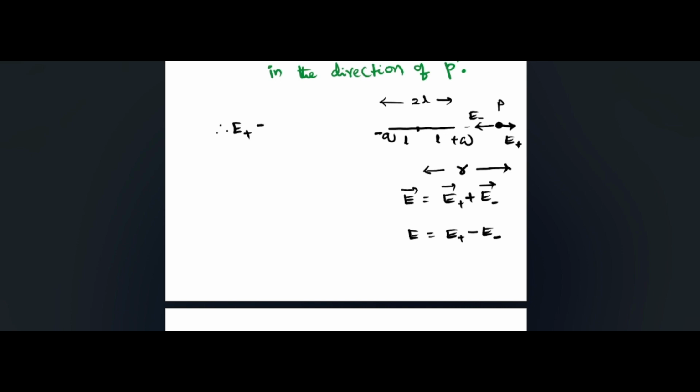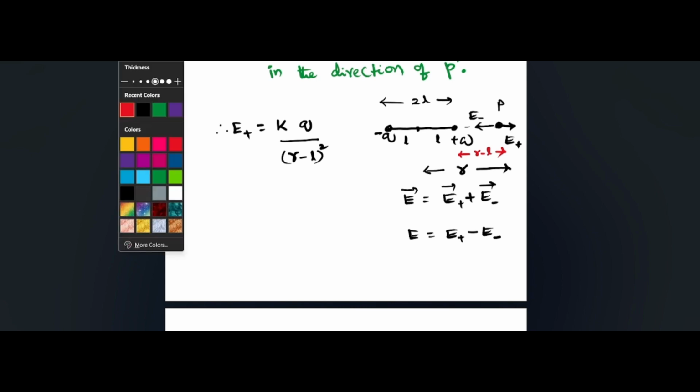Here, E plus is equal to K, where K is 1 by 4 pi epsilon naught. I am taking this dipole system in air medium or vacuum. So E plus is equal to K into the magnitude of the charge Q divided by the square of the separation. The distance from here to here is r, but we need it from the plus Q charge, so it is r minus L whole square. This separation becomes r minus L.